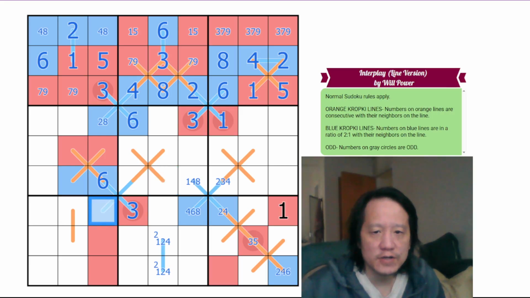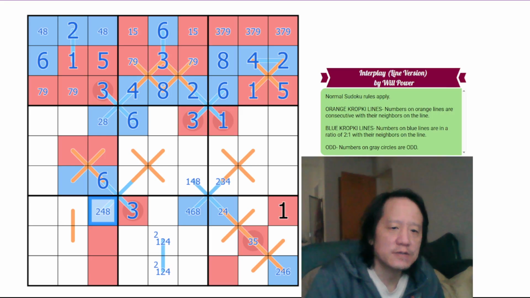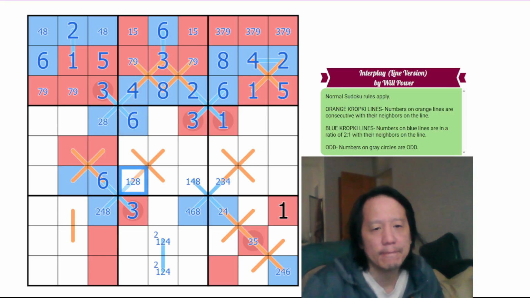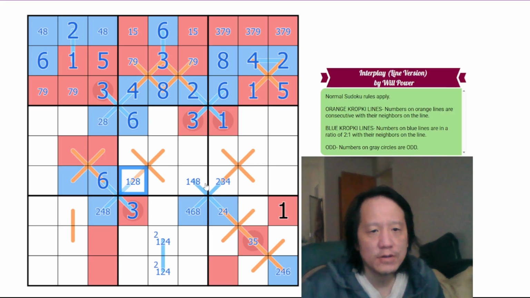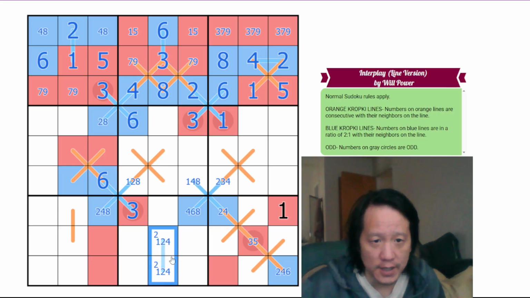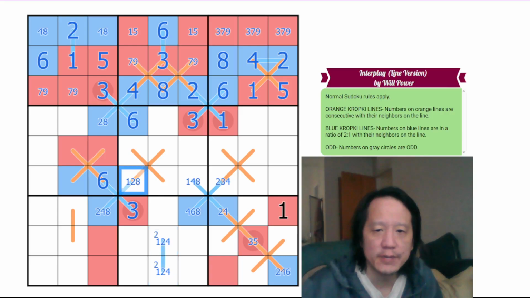So this is even. It's 2, 4, or 8. Which is in a 1 to 2 ratio with 1, 2, 4, or 8. Cannot be 4 because of 4 in the column. If this were 1, this would have to be 2, but we know 2 cannot be there because 2 has to be in the 1 to 2 ratio here. So this cannot be 1 either.